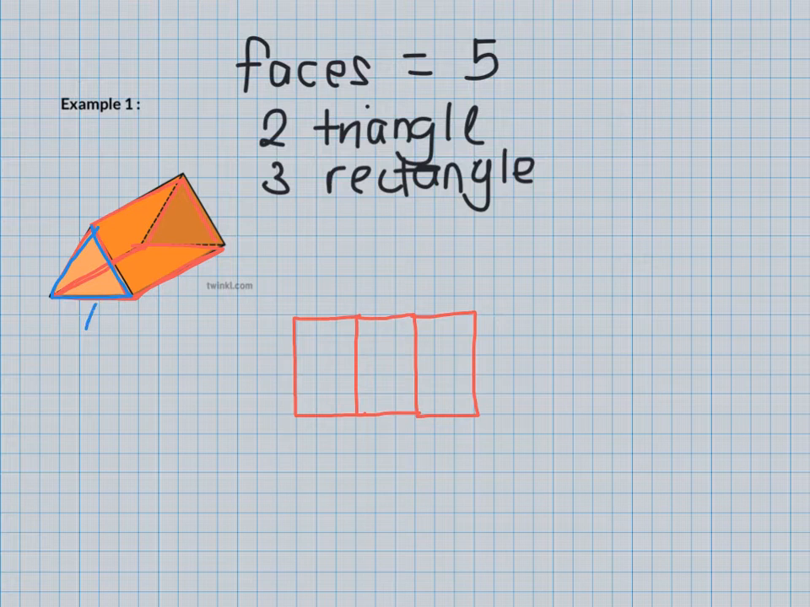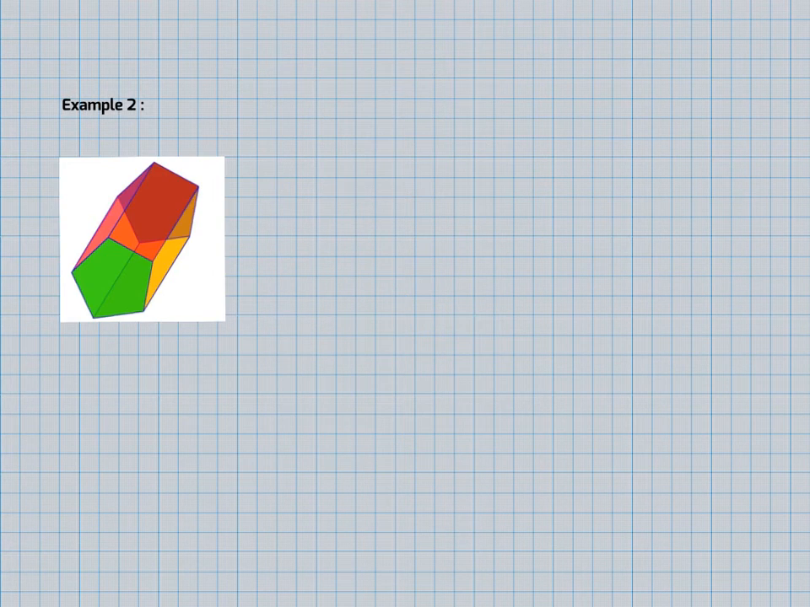Then we can start drawing the triangle which is attached to the bottom. So I am going to draw a triangle at this end and another triangle which is just right on the top. So yes, this is the net of the prism. So let's take a look at example 2.